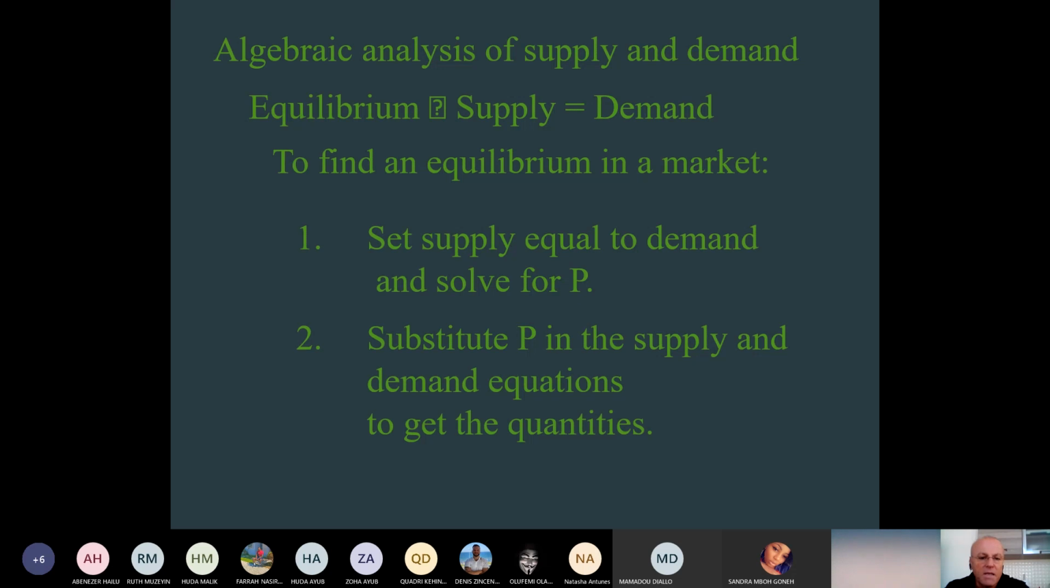Now we have, as I said, the equilibrium equation, supply and demand. It is easy: set supply equal to demand and solve for P. We put the equations together and find P, the so-called price. Then we substitute the price in the supply and demand equations to find the equilibrium quantity. That's all we are doing. It's easy, but when there are shifts, let's see how we are going to solve it.